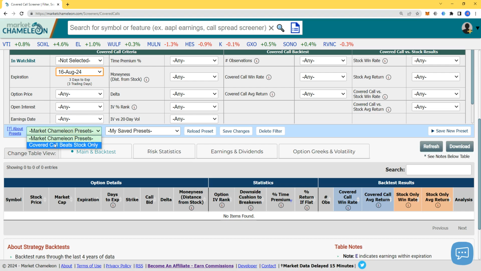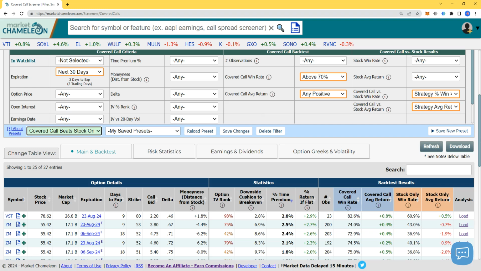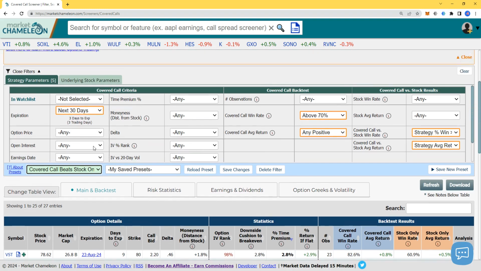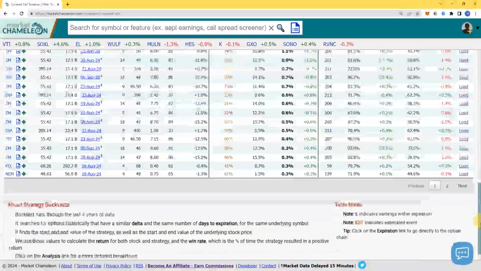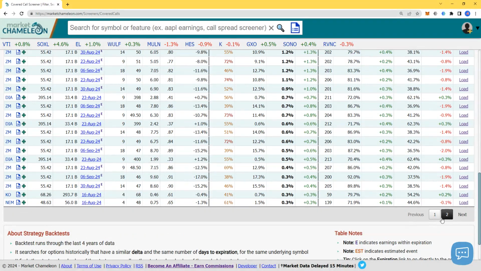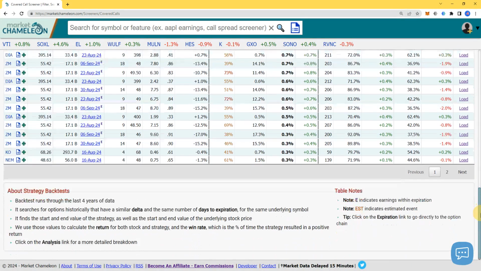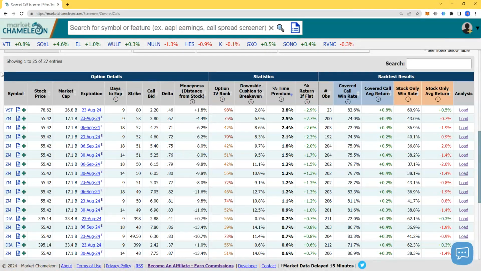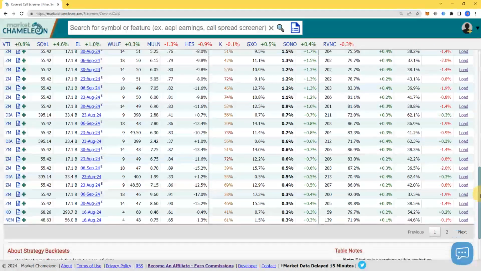So in here, first of all, I like to change this. Instead of the default of the screener, I'm changing to covered call beat stocks only. And we got ourselves a couple of filters. We got next 30 days, covered call win rate above 70%, covered call average return any positive, strategy covered call versus win rate. So we got better filters, and now we went from I don't know how many pages to only 2.